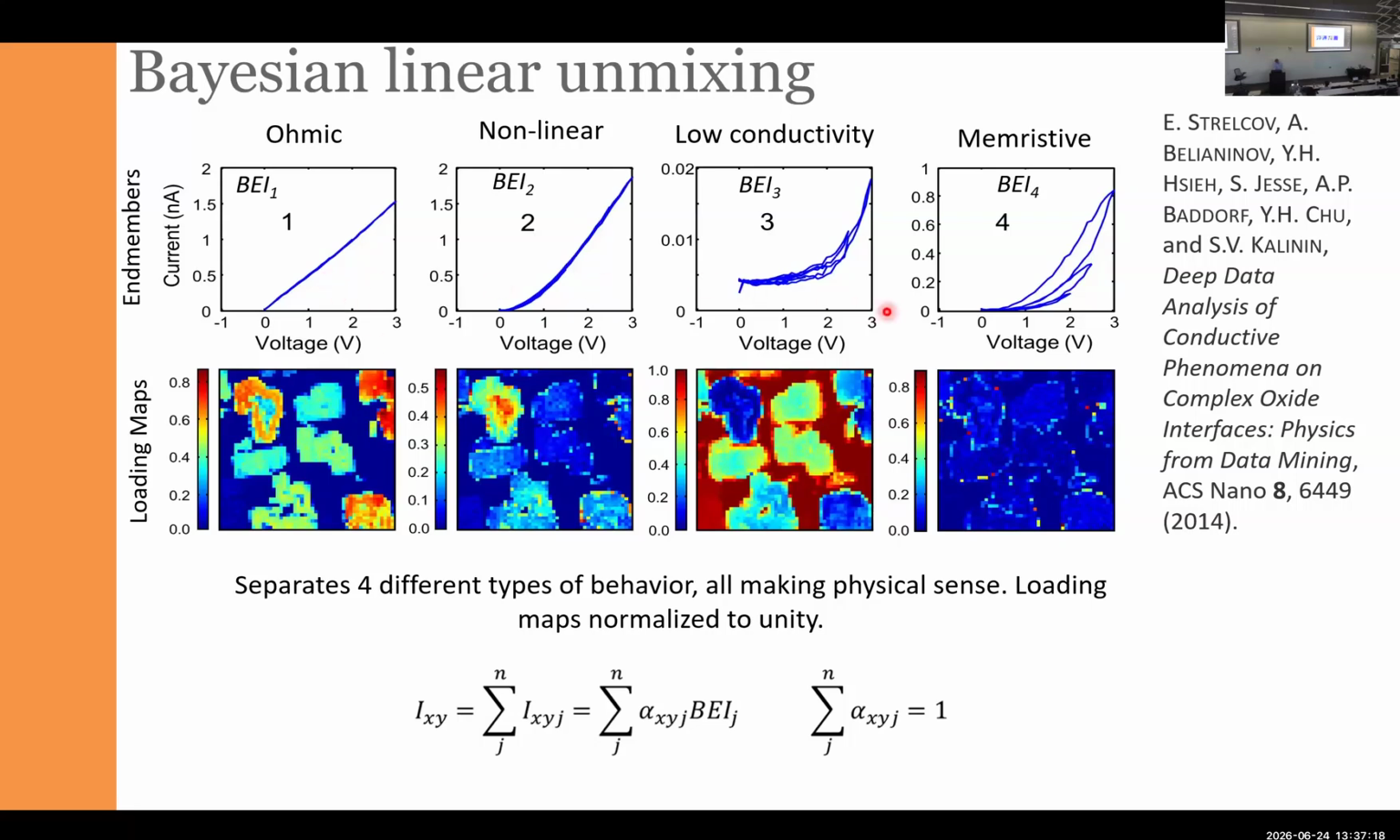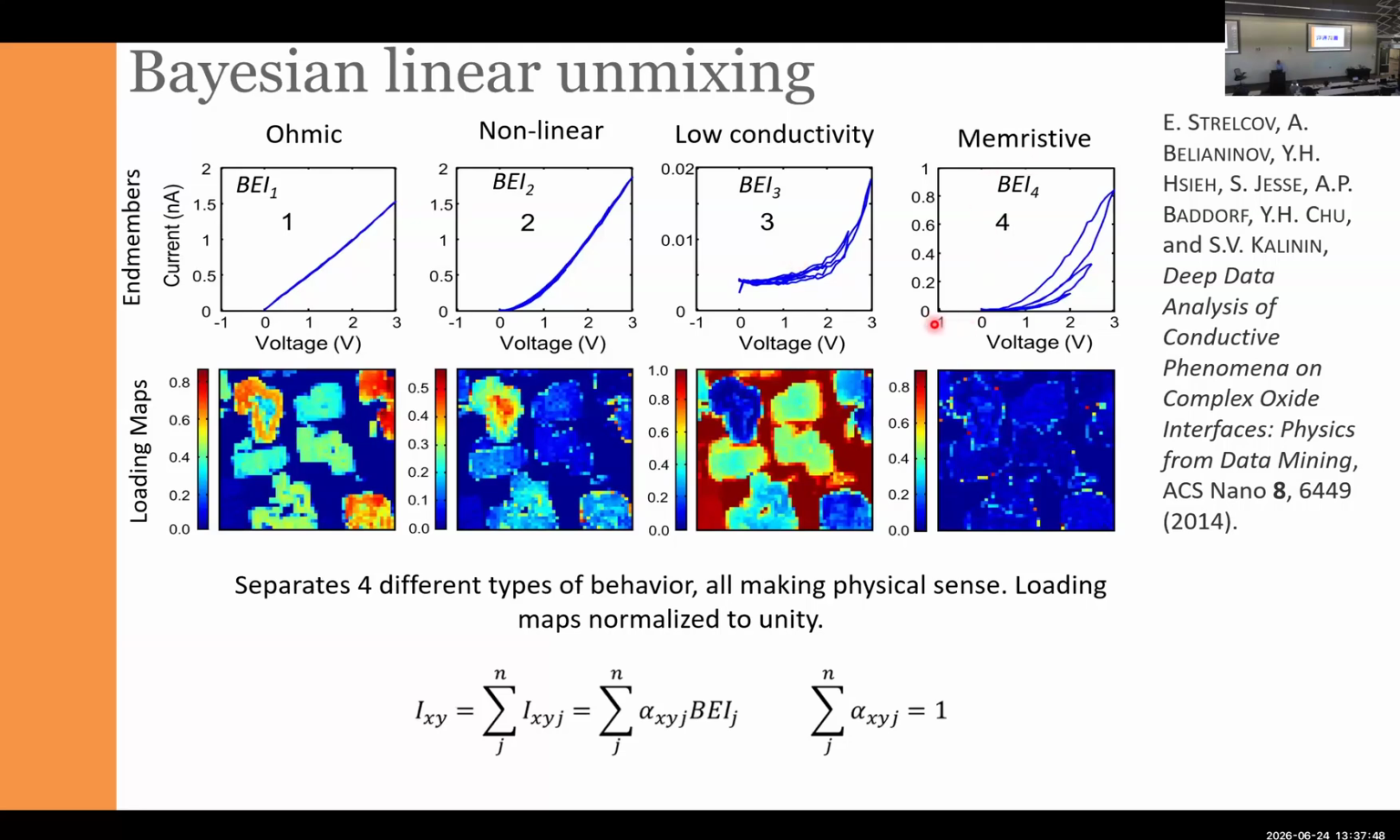We have 4 components which have perfect physical sense. One component is linear, another component is not linear, and the third component is almost like noise. Notice that here the vertical axis is small. The fourth component shows the perfect hysteresis. One very important thing is that when you use any kind of linear unmixing method, always keep in mind whether it does normalization or not, because sometimes the vertical axis matters and sometimes it does not.